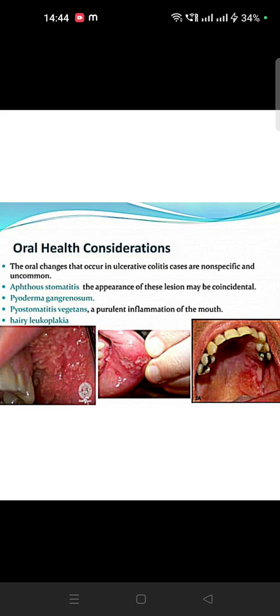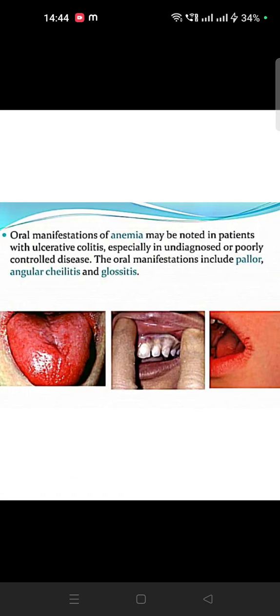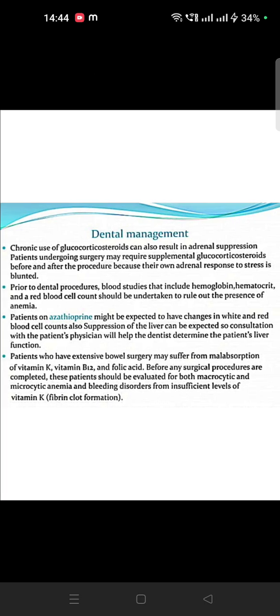Then oral health considerations. Non-specific oral findings include aphthous stomatitis, pyoderma gangrenosum, pyostomatitis vegetans, and hairy leukoplakia. The oral manifestation of anemia in a patient with ulcerative colitis, a poorly controlled disease, includes pallor, angular cheilitis, and glossitis.